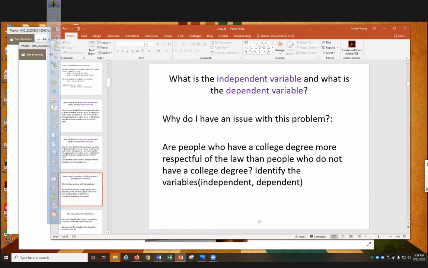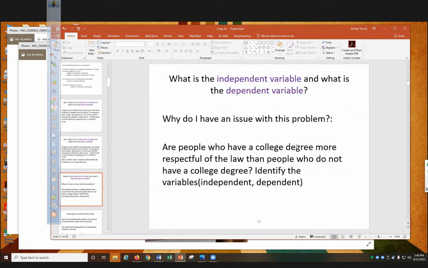Does everyone see what I'm saying? What's wrong with that? What's wrong with saying that a college degree makes you more likely to be respectful of the law? Is that a bias? Could be. You're thinking that's a good thought. Yeah, you can't manipulate the independent variable. Independent variable has to be something you control. Yeah. Am I controlling who goes to college and who doesn't go to college? No, I'm not.